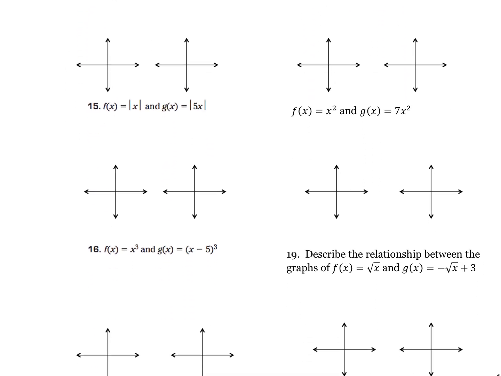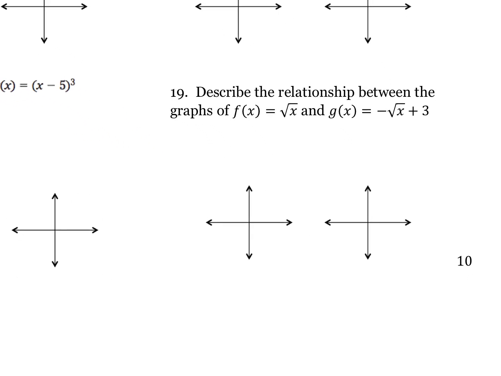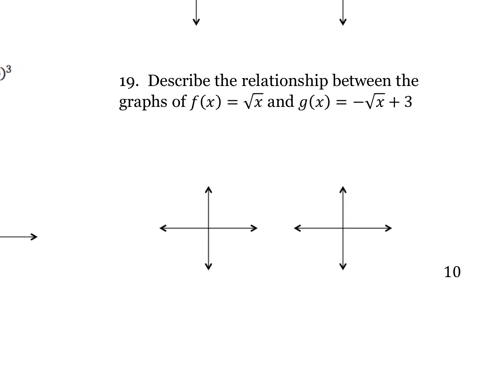Let's go to 19. What I'm expecting in 19. It says, describe the relationship between the graphs, and they want us to graph both of them. You guys, f of x is root x. I want you to just sketch that parent function that's like this. There's my original function.